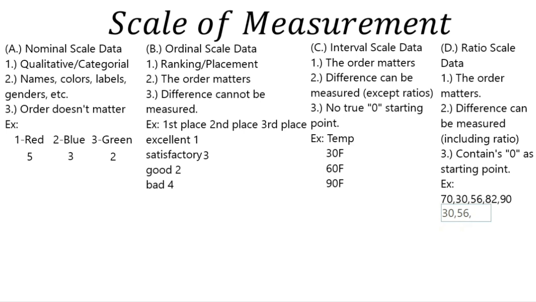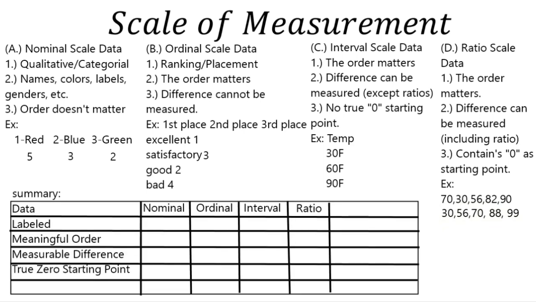So we can also have an order like 30, 56, 70, and 88. As we can see, it is in ascending order, and their ratios can be measured. Now let's have a summary. Let's answer this. You can pause the video and answer this problem.